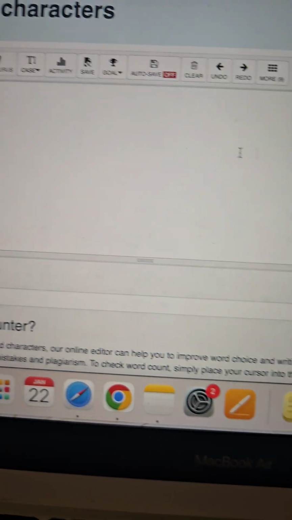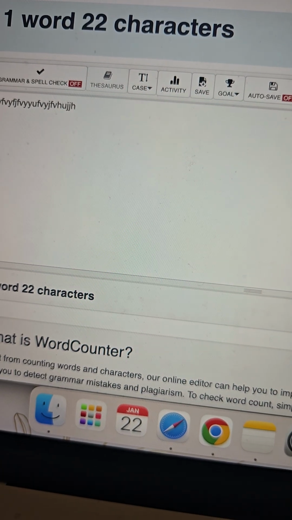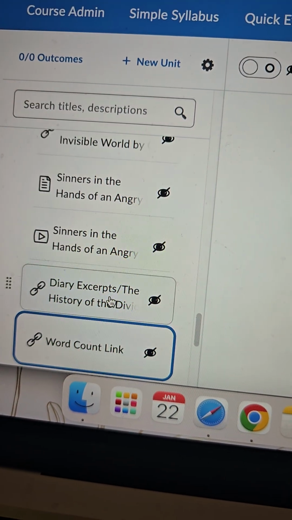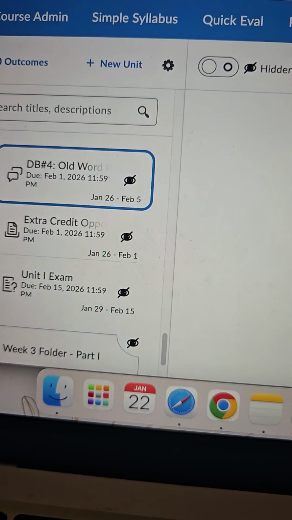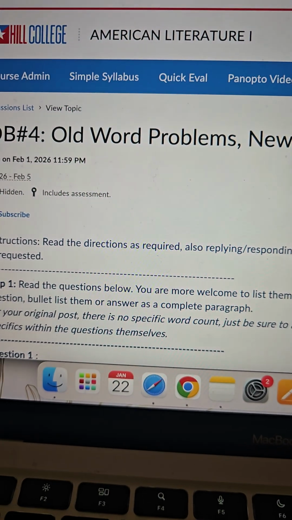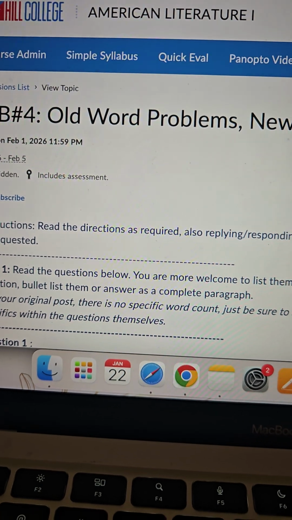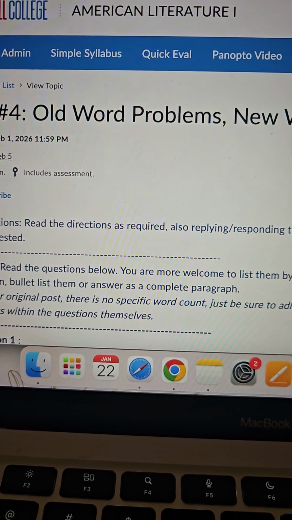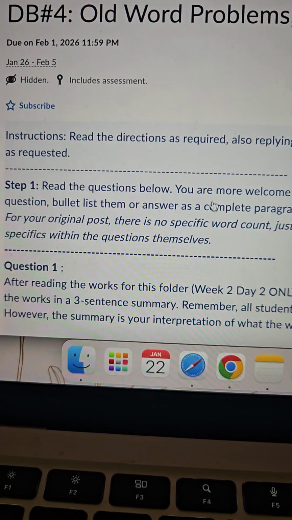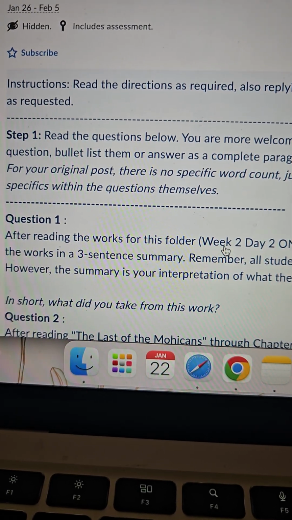Again, just like I've said before, it is there just to count words in case you need it. And then after you're going in, discussion board number 4 is Old World. It should say Old World Problems, New World Mentalities. I have to go back and fix that. And so this is what we're looking at.